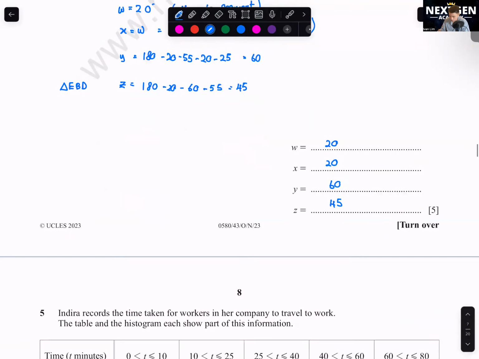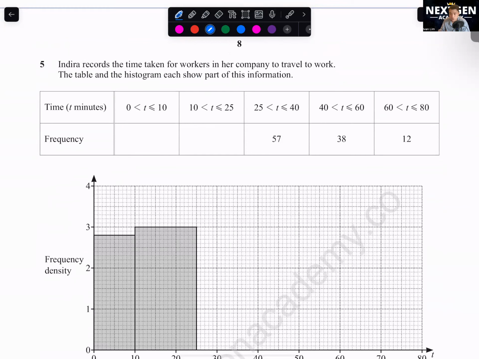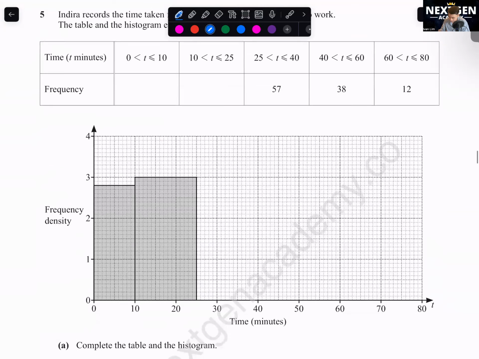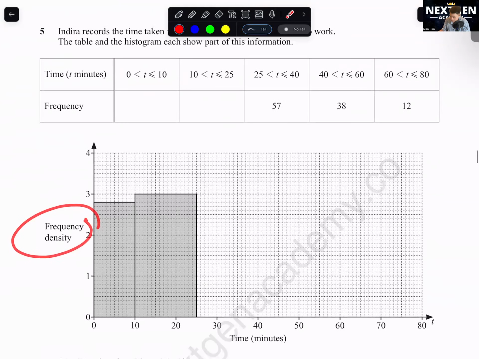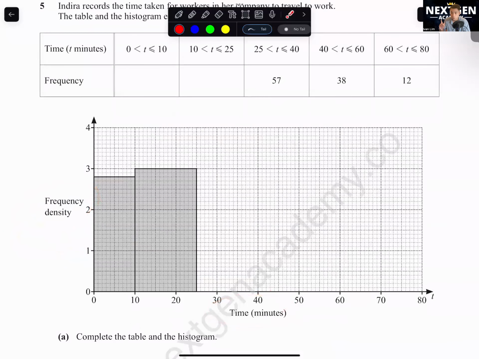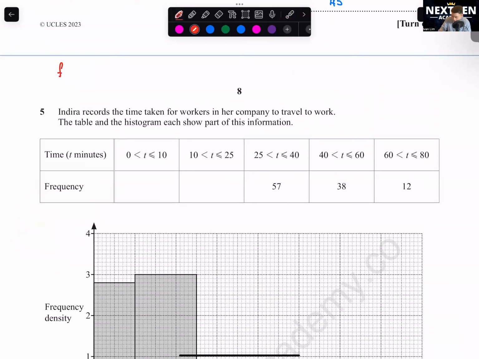Okay, let's go to the next one. Question 5. Indra records the time taken for workers in her company to travel to work. The table and the histogram each show part of this information. So I have a histogram, frequency density, and time. Whenever we see a frequency histogram, write down the formula first, which is FD equals F over CW. Because we will always need to derive from here.